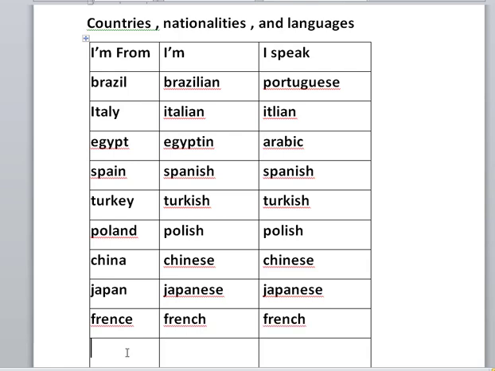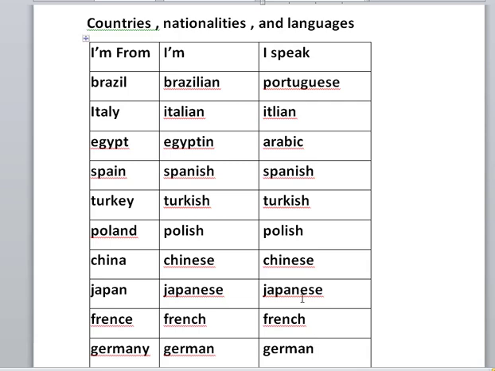And also we have Germany. Okay. German. Okay. It's about countries, nationalities, and languages.